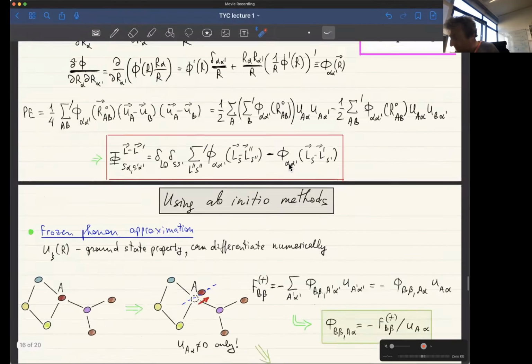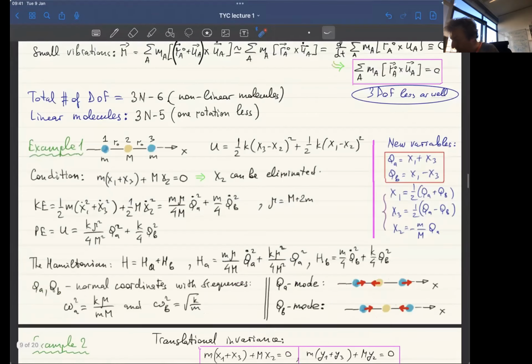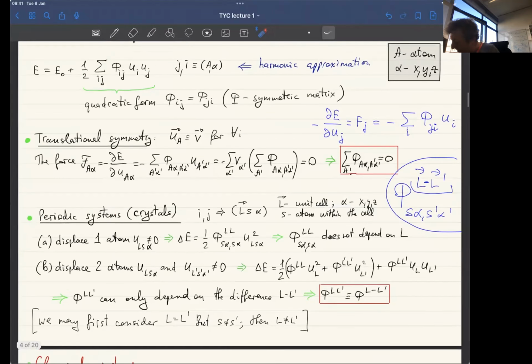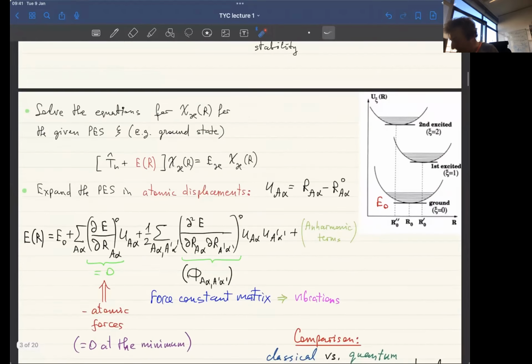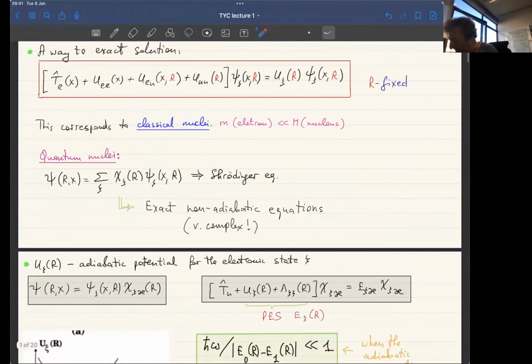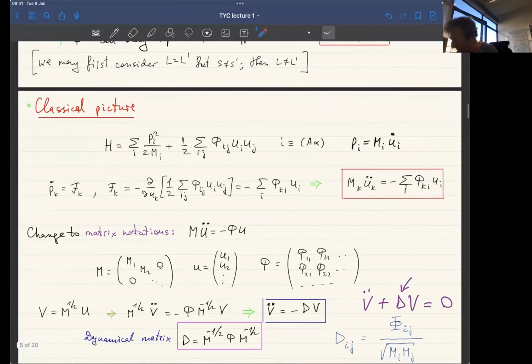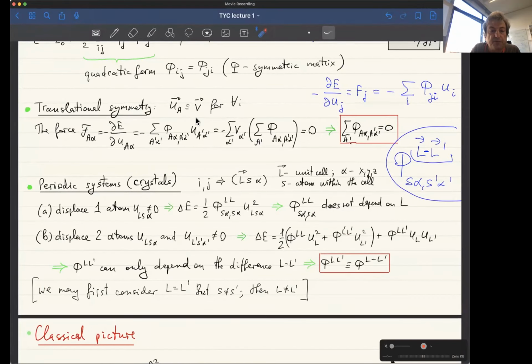I can return back to our energy expression and the force, just to remind you of this expression. It was somewhere. We did consider that. Where was it? Here we go. That expression here for the force. You see, it's a linear combination of all displacements and the force constant matrix.